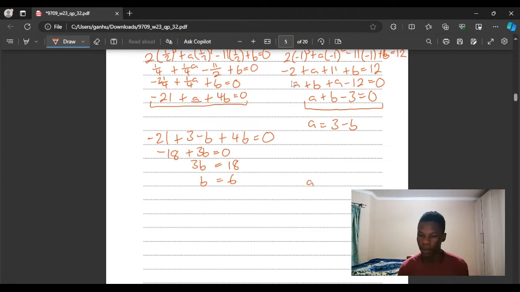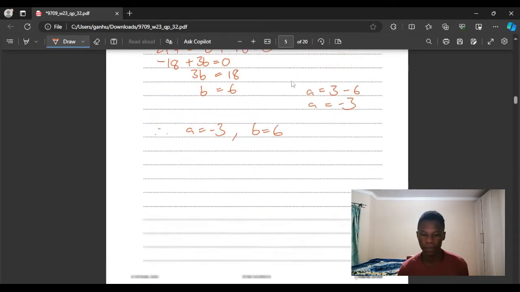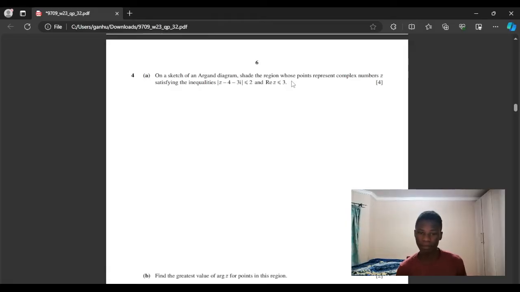Now let's evaluate a. a is equal to 3 minus b, so that's 3 minus 6. a is equal to negative 3. And so our final answer would be, therefore, a is equal to negative 3 and b is equal to 6. Let's move on to the next question.